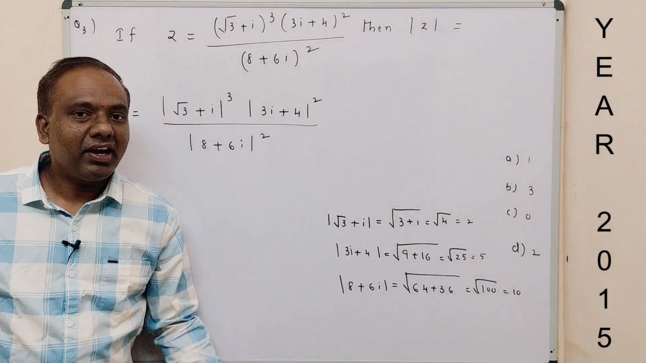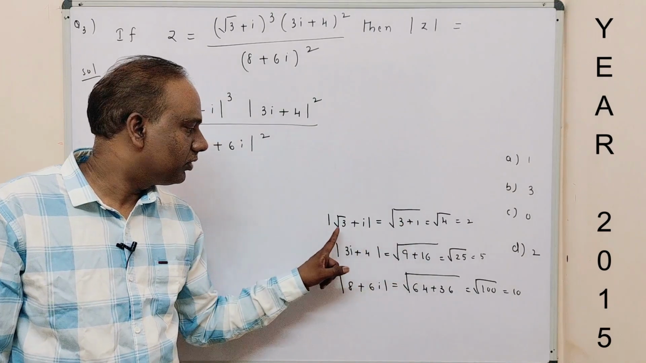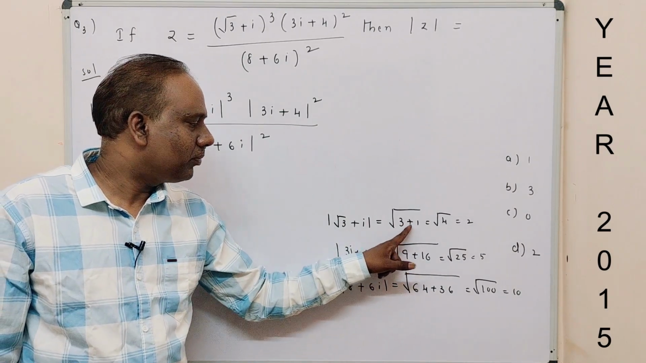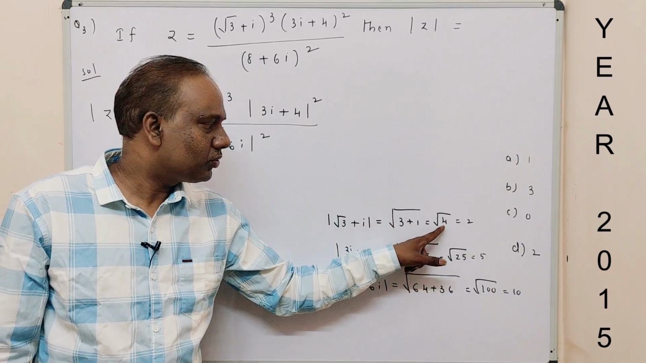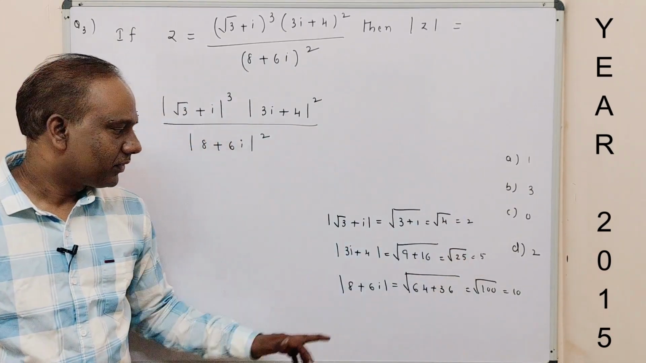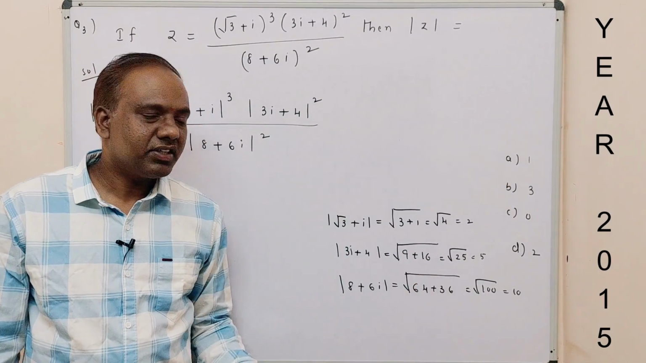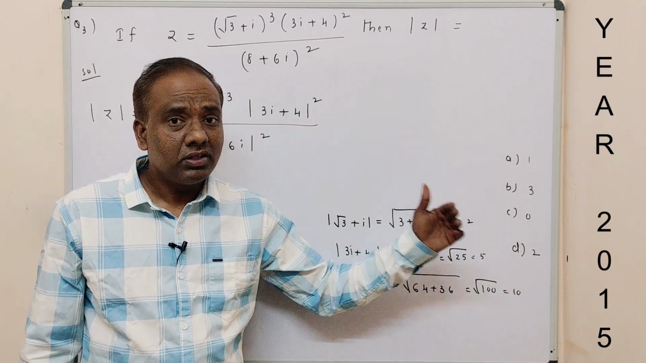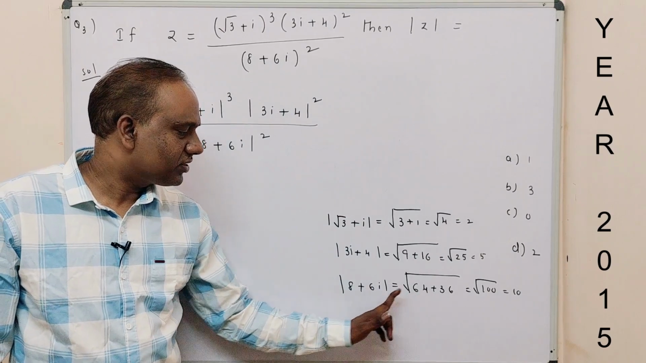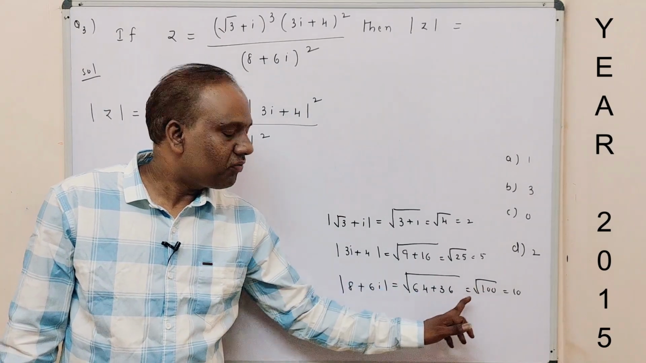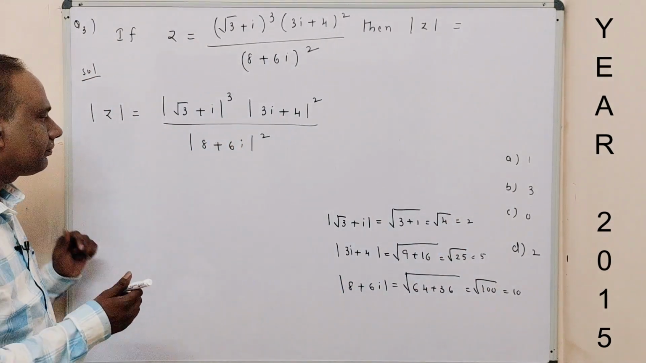So this value I calculate here. Modulus of root 3 plus i is root of (root 3) whole square, which is 3, plus the i coefficient 1, 1 square is 1. So it is root 4, value is 2. Here root of 3 square is 9 plus 4 square is 16, it is root of 25, so 5. And it is root of 8 square is 64, plus 6 square is 36, root of 100 is 10. Now I substitute here.